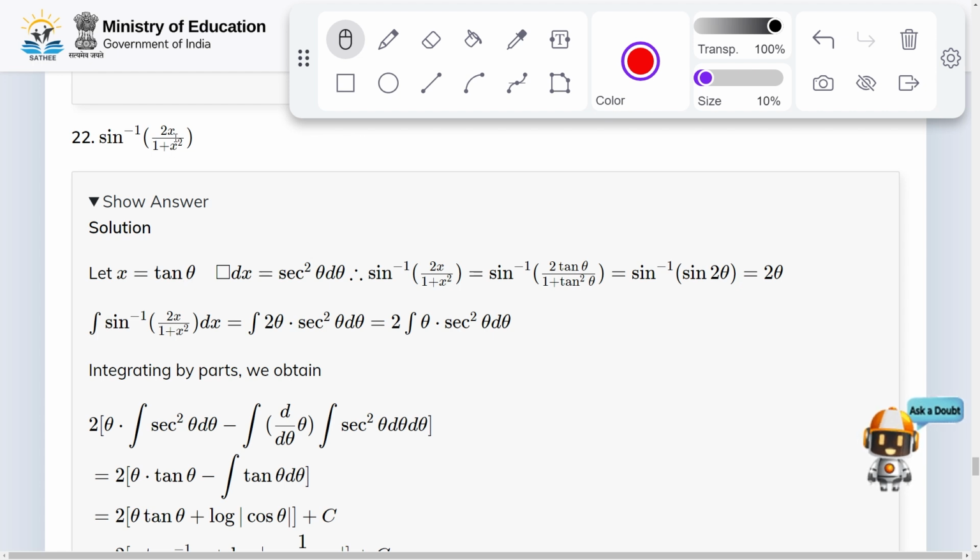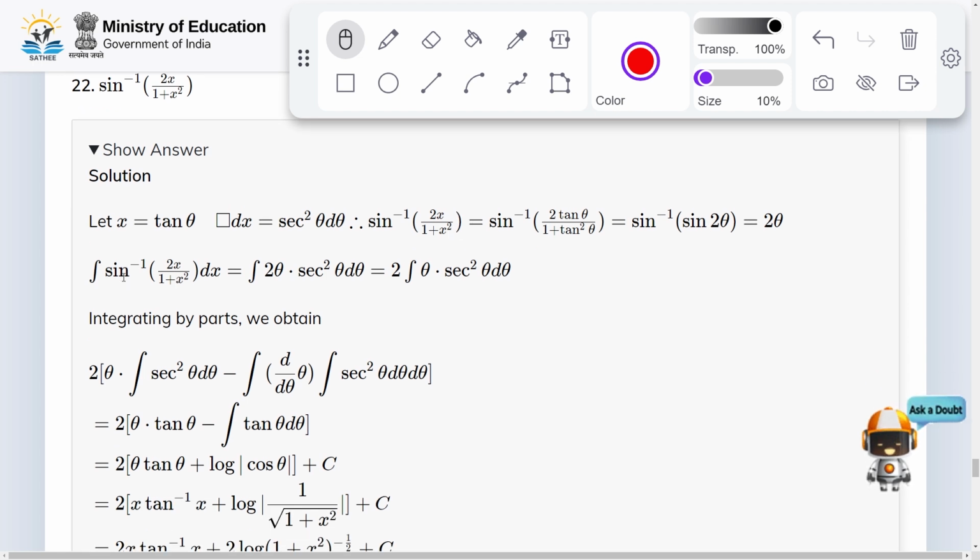You know 2 tan theta over 1 plus tan square theta is nothing but sin 2 theta. So after substitution you will get sin inverse of 2 tan theta over 1 plus tan square theta. This means sin inverse of sin 2 theta. Why? Because sin 2 theta is 2 tan theta divided by 1 plus tan square theta. So this will give you just 2 theta.